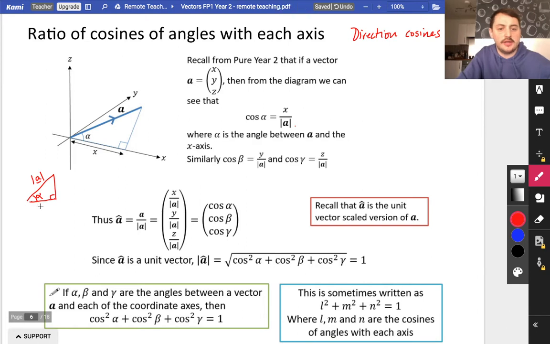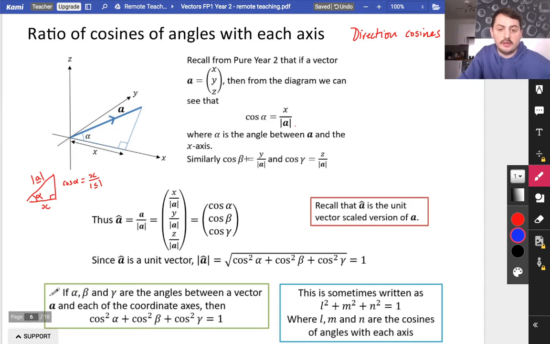And if we're trying to find out what the angle is, I'm going to use the thing that I know here, which is the x-coordinate of this vector. That doesn't need taking a modulus because it's literally just the x-coordinate of the vector. Then you can see that cos alpha is equal to the adjacent over the hypotenuse, which is just x over the modulus of A. Now, similarly, cos beta is equal to y over the modulus of A and cos gamma is equal to z over the modulus of A.